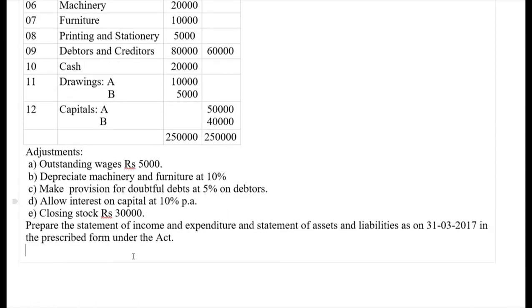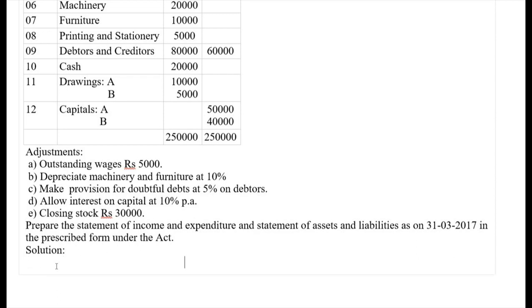Then provision for doubtful debts, it will appear under other expenses, and the same shall be subtracted from the value of the debtors. Then interest on capital, it should appear under interest in the statement of income and expenditure, and the same shall be added to the capital balances. Closing stock, it should appear under inventory in the statement of assets and liabilities. So now let us go for the solution.